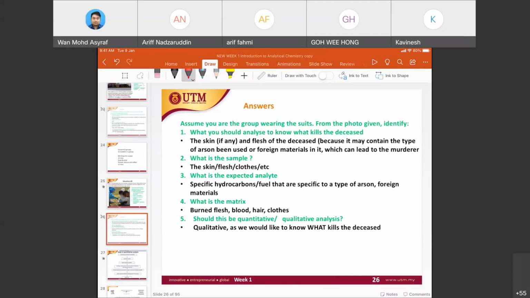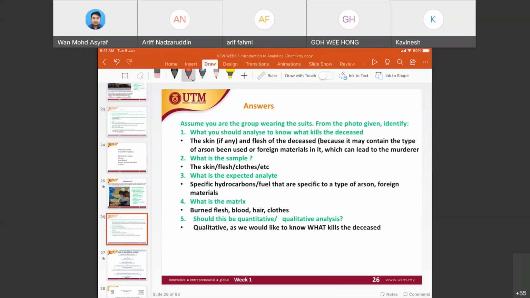So, what is the matrix? Burnt flesh, blood, hair, clothes. So, it says that it should be qualitative, to know what kills the deceased. Here we use qualitative only. So, we just want to know the cause of death.